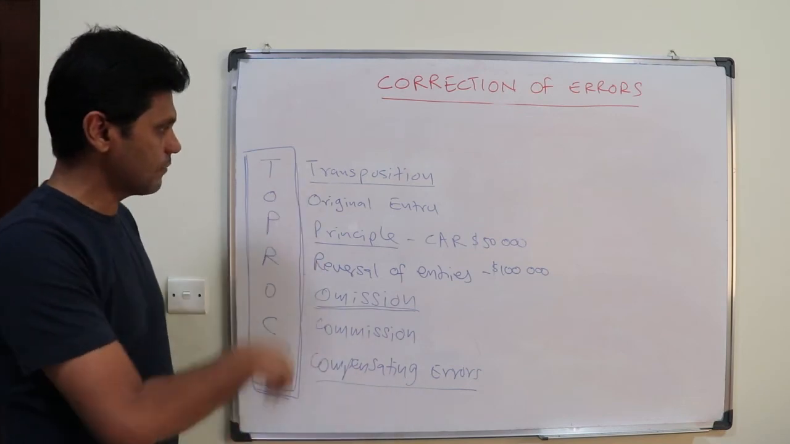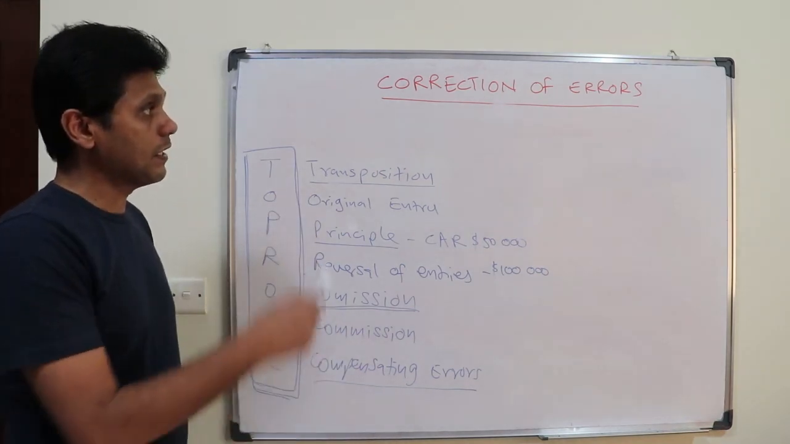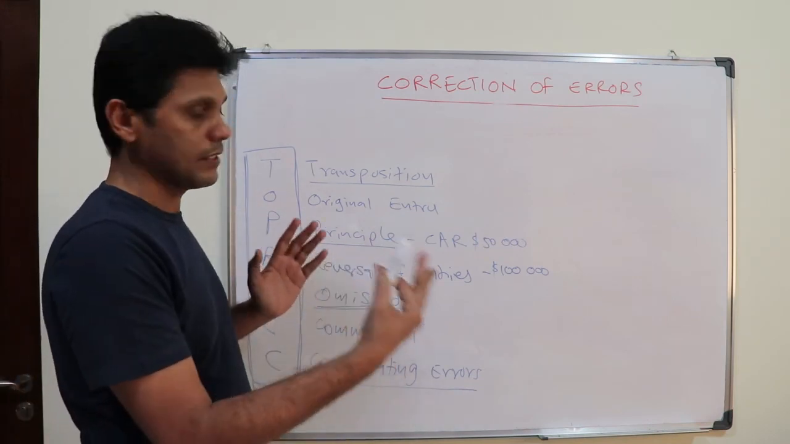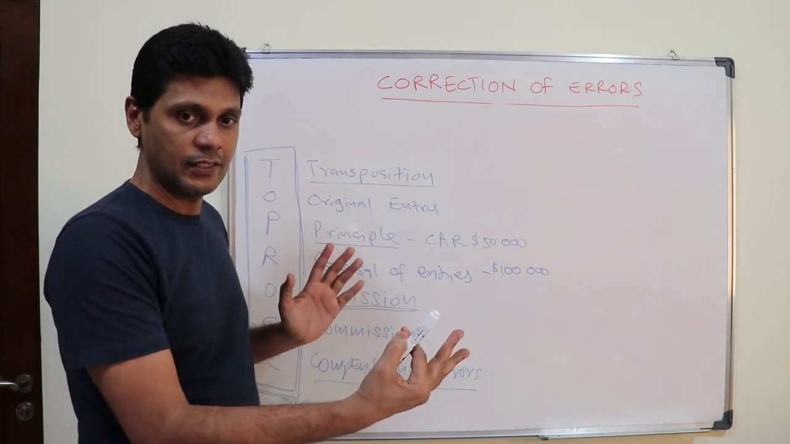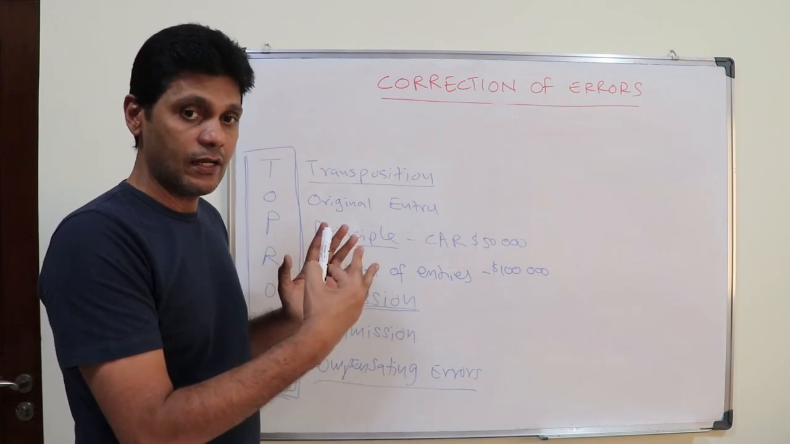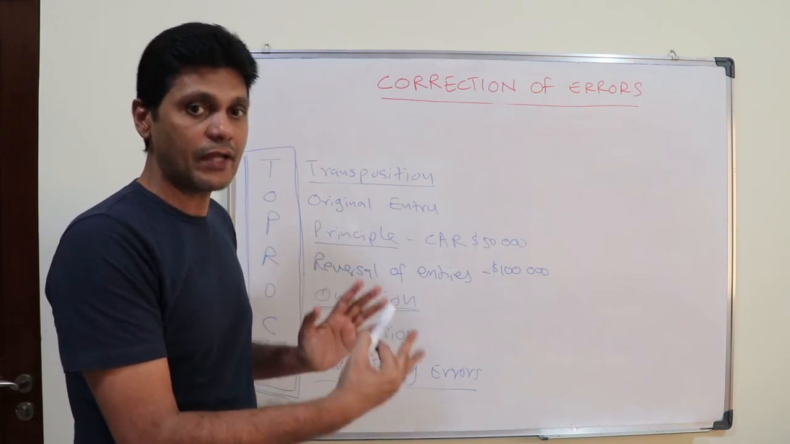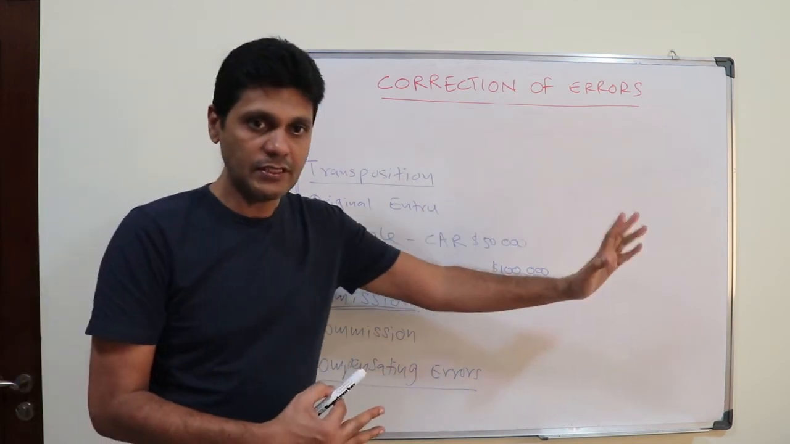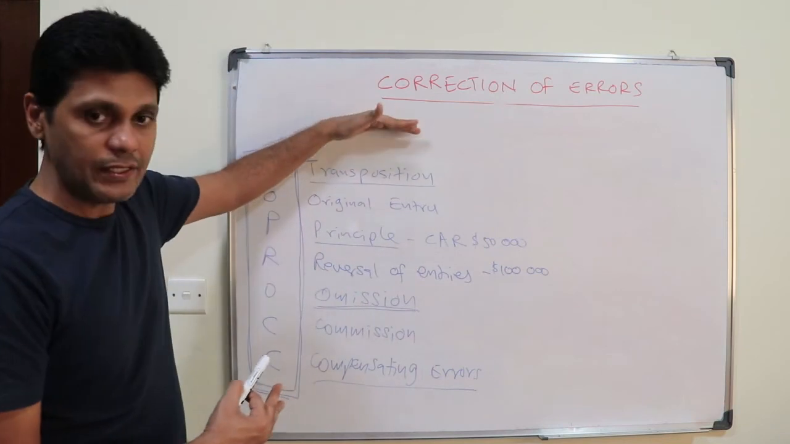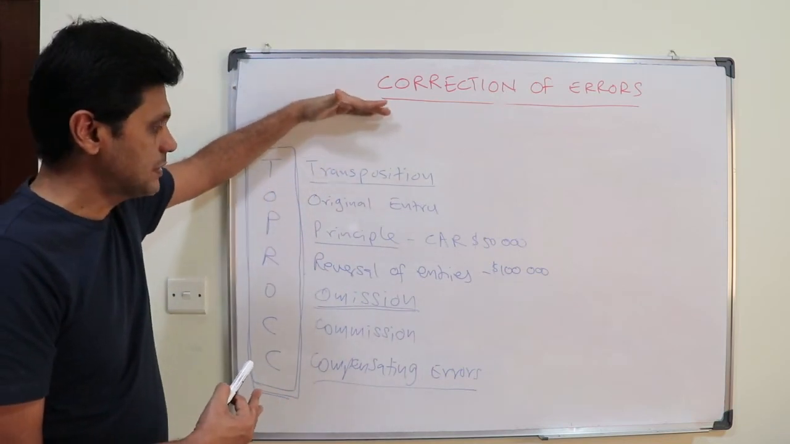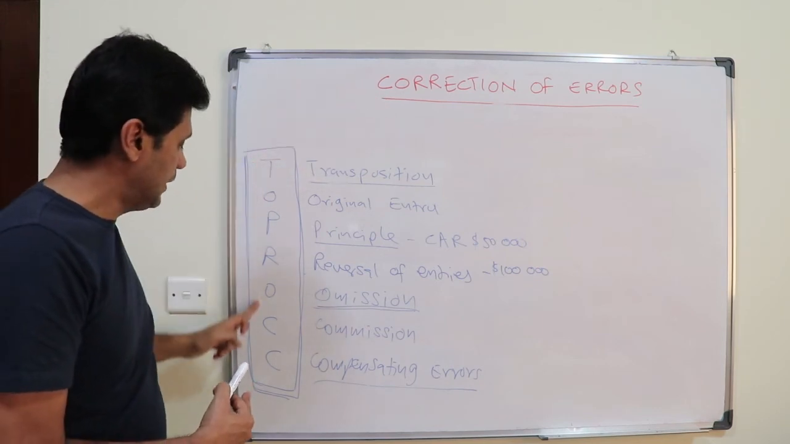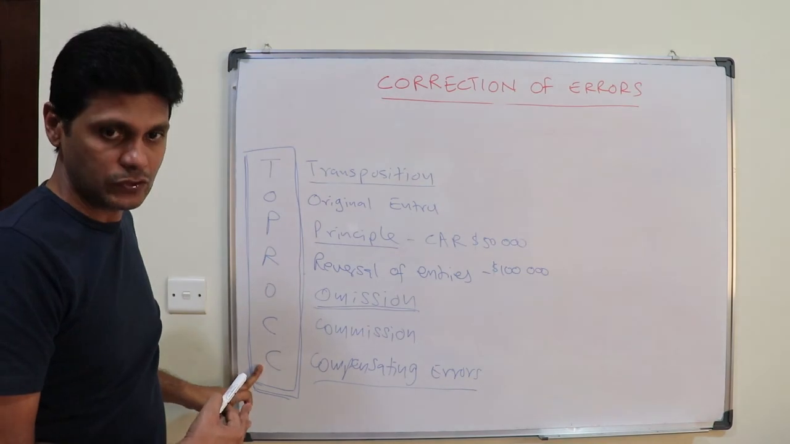So shall we recap what we have discussed here? Under correction of errors, there are two types of errors. Okay? So what are the errors that we have classified? The first classification is errors not affecting the balancing of the trial balance. The other classification is errors that will affect the trial balance. Okay? So not affecting the trial balance, there are about 7 errors. This is the easiest way to remember those errors.